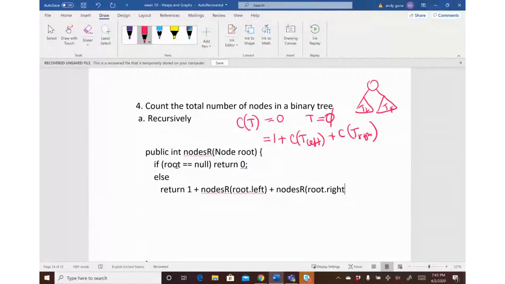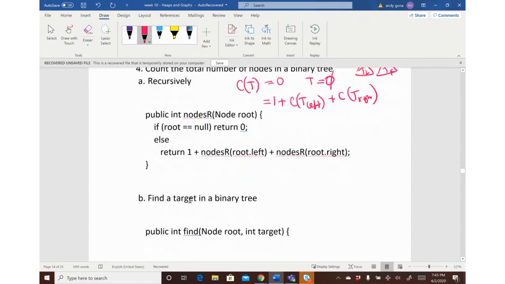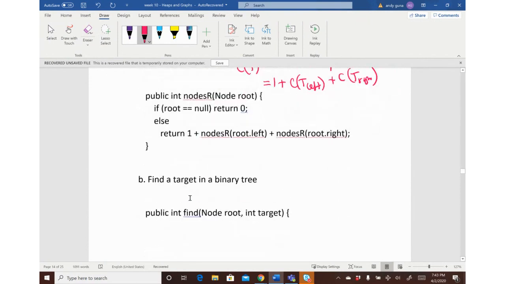All right, that's it. And most of the code that you have to write in the exam is going to be fairly short. I wouldn't say trivial, but it's short code.